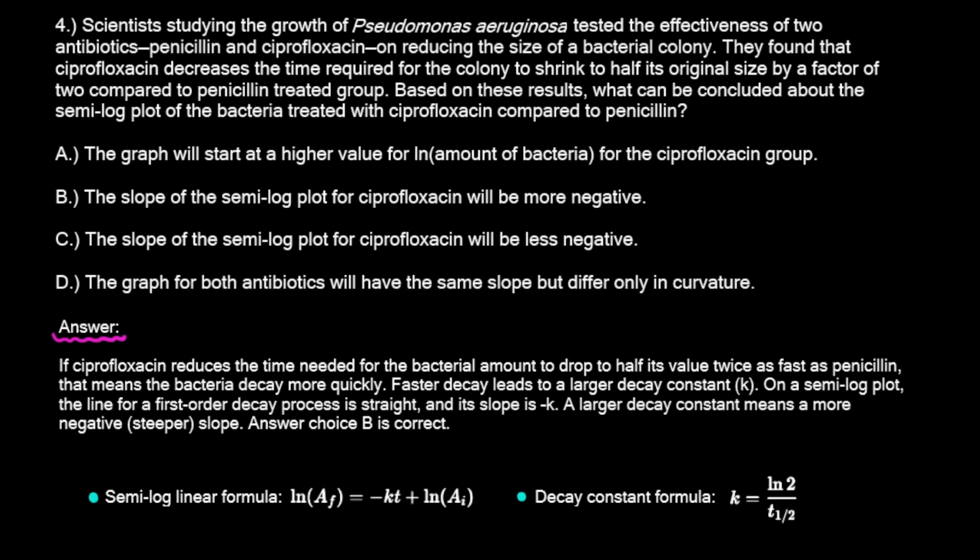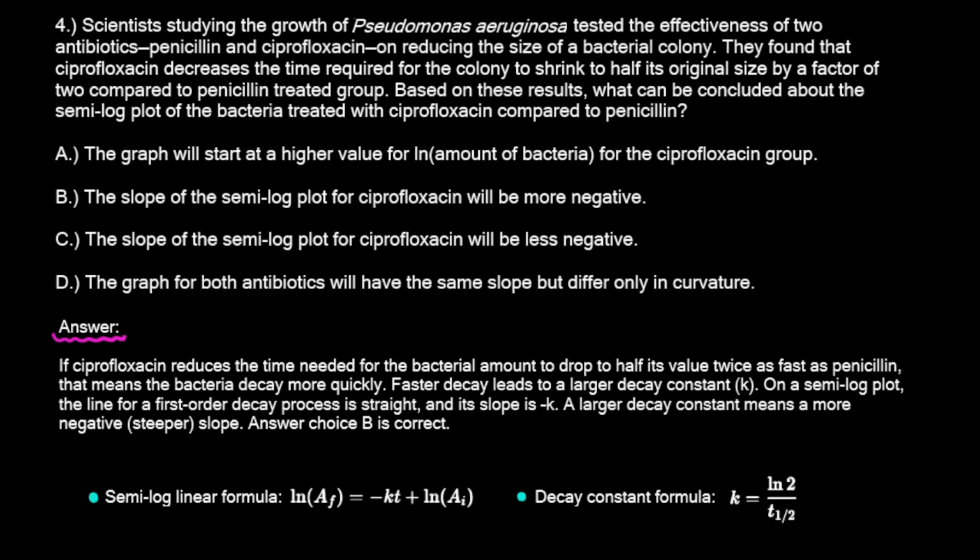Now, how does this relate to the semi-log plot? On a semi-log plot of the ln final amount versus time, the straight line slope is determined by the decay constant k, from the equation ln AF = -k t + ln AI. So this means a larger k value leads to a steeper, more negative slope, and a smaller k value leads to a flatter, less negative slope.